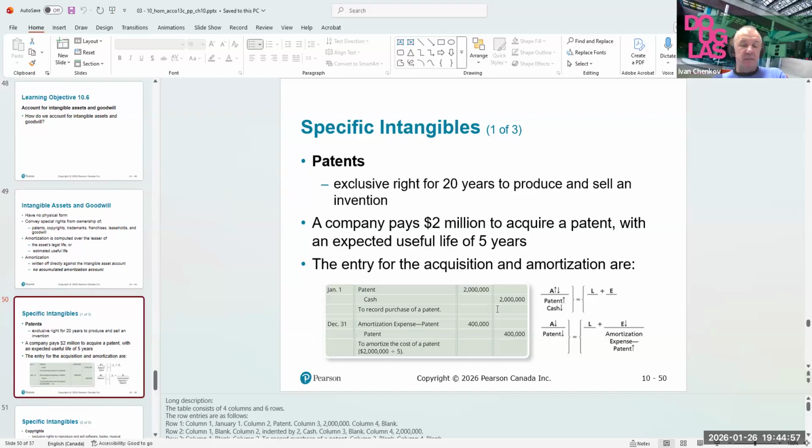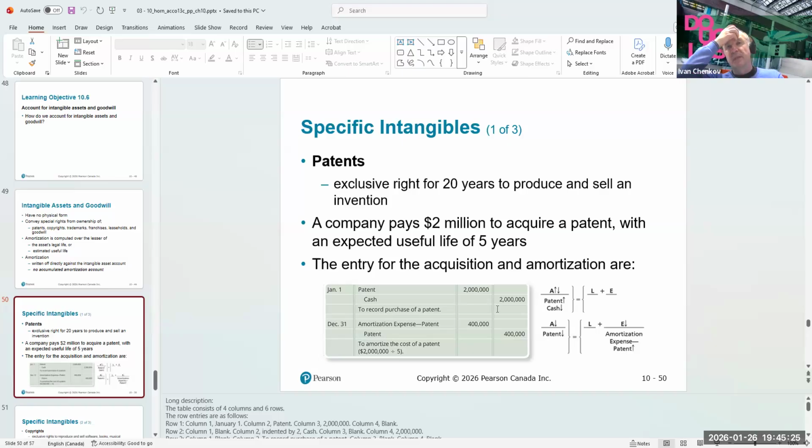We buy patents. We want to run a Tim Horton franchise, so we have to buy the patent. We buy a patent which gives me the exclusive rights for 20 years. For 20 years, I can take the benefits of having a Tim Hortons and running the Tim Hortons. I'm paying $2 million to get the patent, and the expected useful life is 5 years.